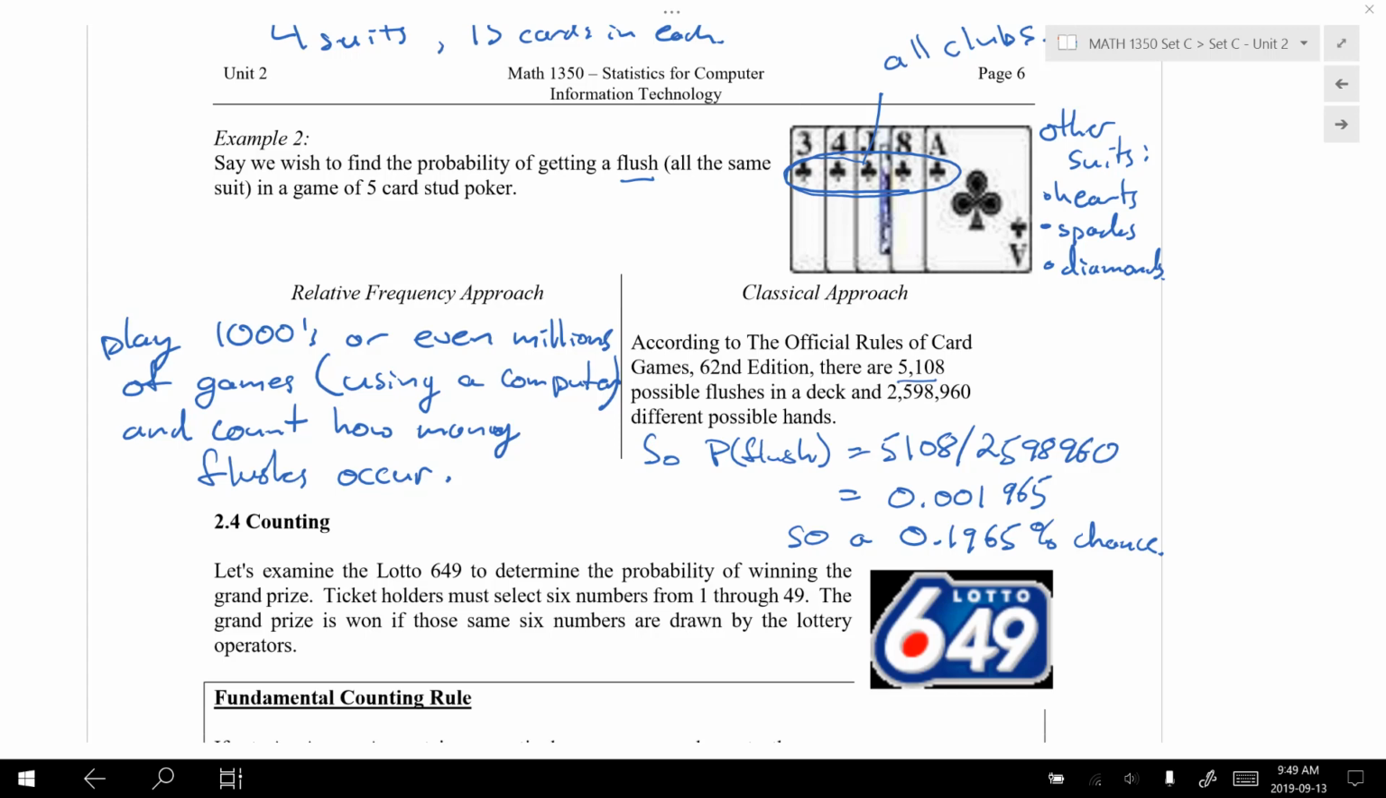The classical approach, once we get a little bit more in this course in terms of combinatorics, we will be able to do this. For now, coming up with these numbers may be a little bit challenging, but we will eventually be able to do that by the end. So you can look forward to this.